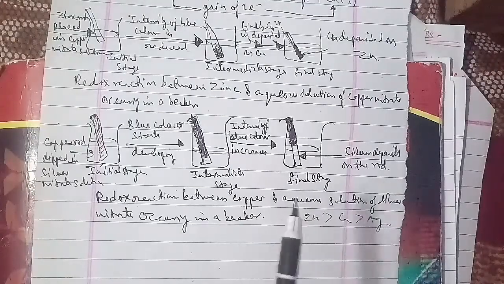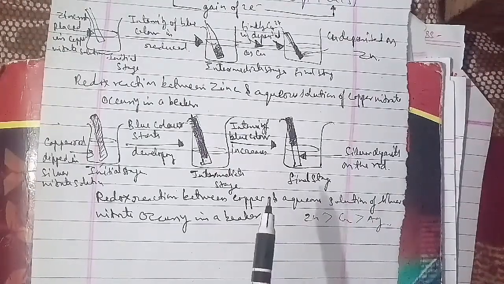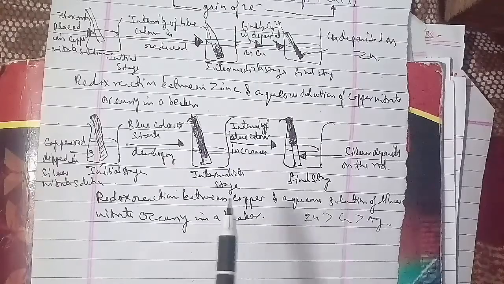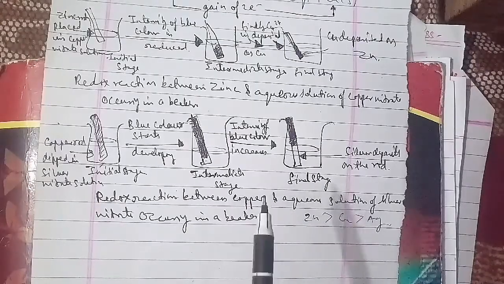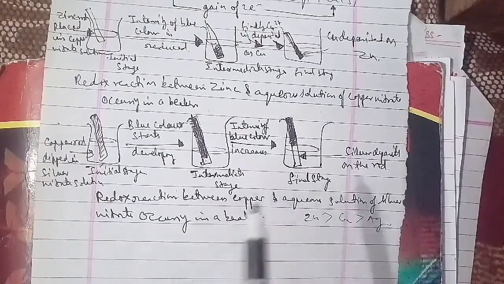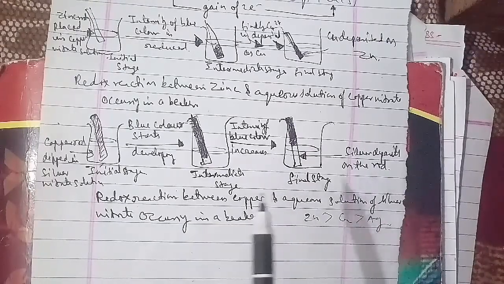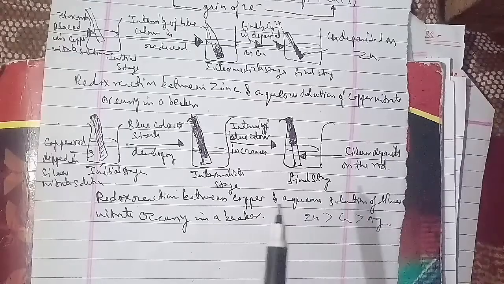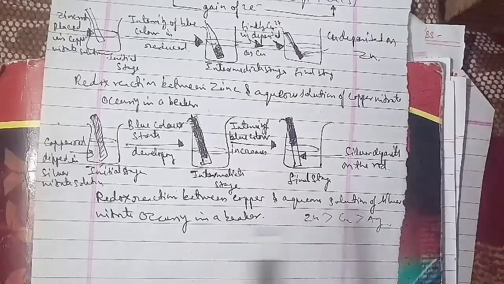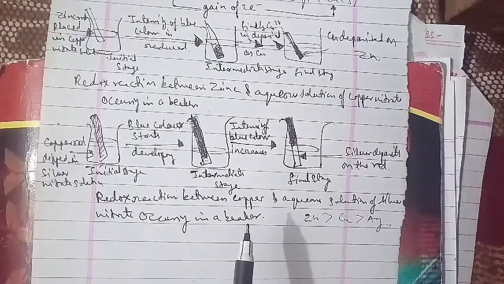Now we will discuss the third category, which is oxidation number. So we go for the same.